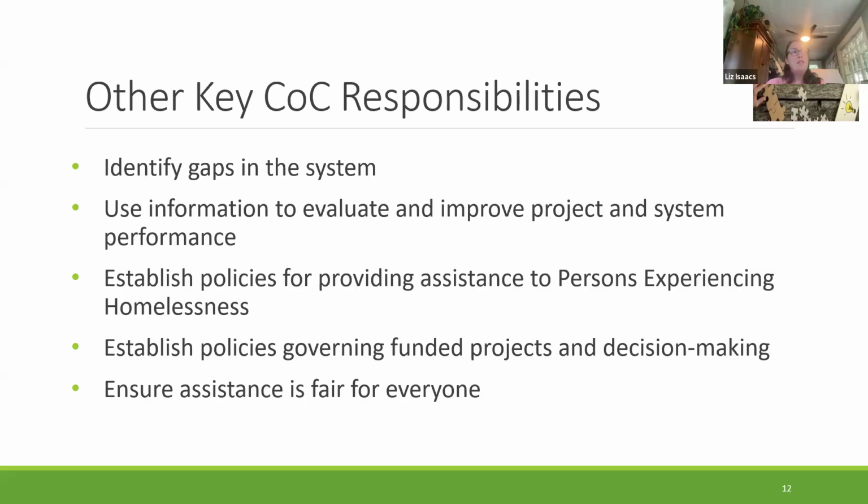We want to establish policies. So again, we want to make sure that people's rights are protected, that people are getting fair and equitable access to what's out there in the system. We want to make sure that there are policies governing the projects and decision making. Again, making sure that we're doing everything right, that we're all looking at this together so that we can provide the best services and housing to folks. And I've already talked about it being fair. We always want there to be equity. We always want there to be transparency so that each and every person that we're trying to serve is treated properly.